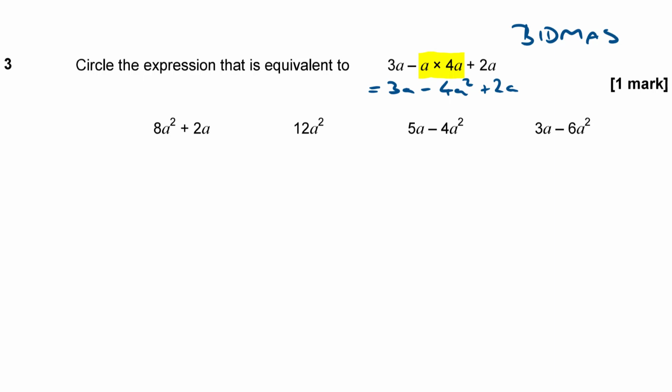Okay, now if you look at it, we've got 2 types of terms. We've got terms in a, and we've got a term in a squared, which we can't add to our a terms.